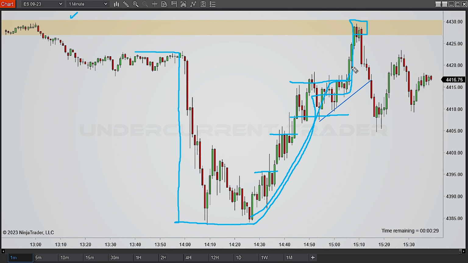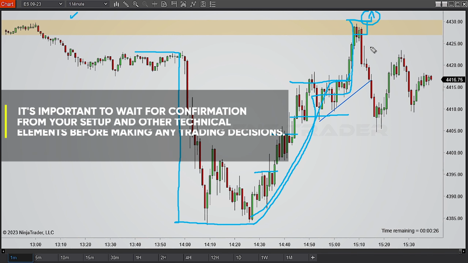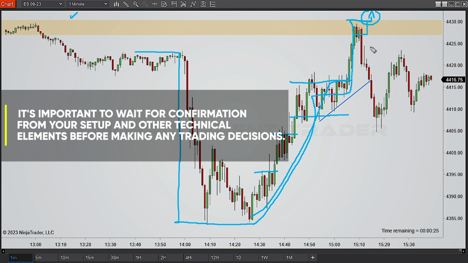Now, had the price broken through the 44.30 level, which marks the ceiling of the order block, and gone higher, it would have indicated the beginning of a bullish move and potentially triggered a buy signal. However, as I've always stressed in my videos, it's important to wait for confirmation or confirmations from your setup and other technical elements before making any trading decision.